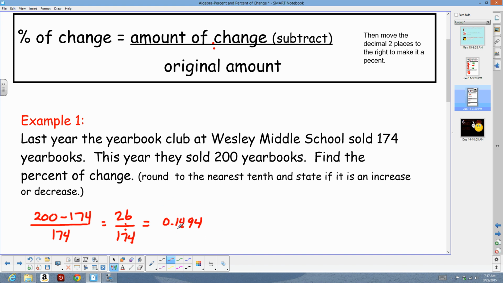So now once we have this, we have to write it as a percent by moving the decimal 2 places to the right. So it's about 14.9% change. And in this case, it's going to be an increase because it went from 174 yearbooks to 200. So that's a percent increase, about 14.9% increase.